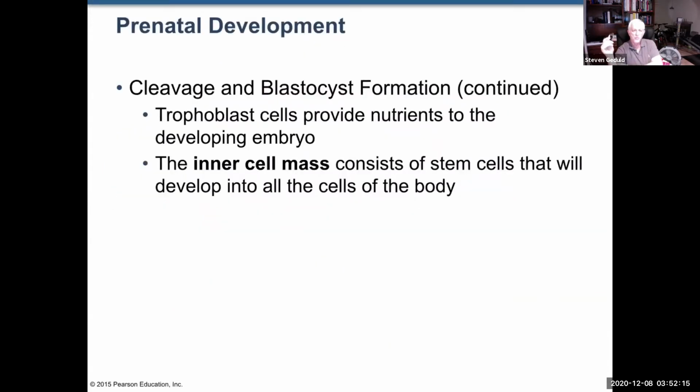So the trophoblasts are on the outside. They're going to provide the nutrients to the developing embryo. Those are the outside cells of the blastocyst. The inner cells are your stem cells. That's going to develop all the cells of your body and differentiate into an entire fetus.